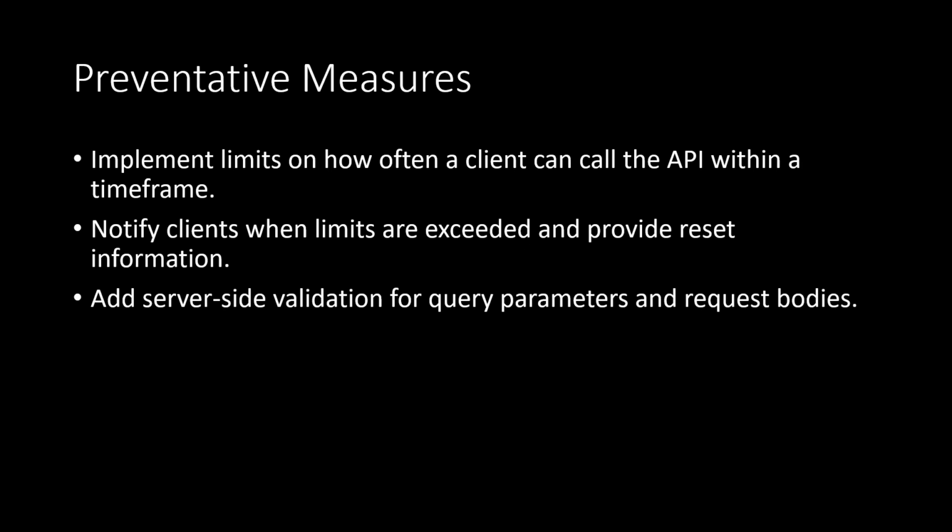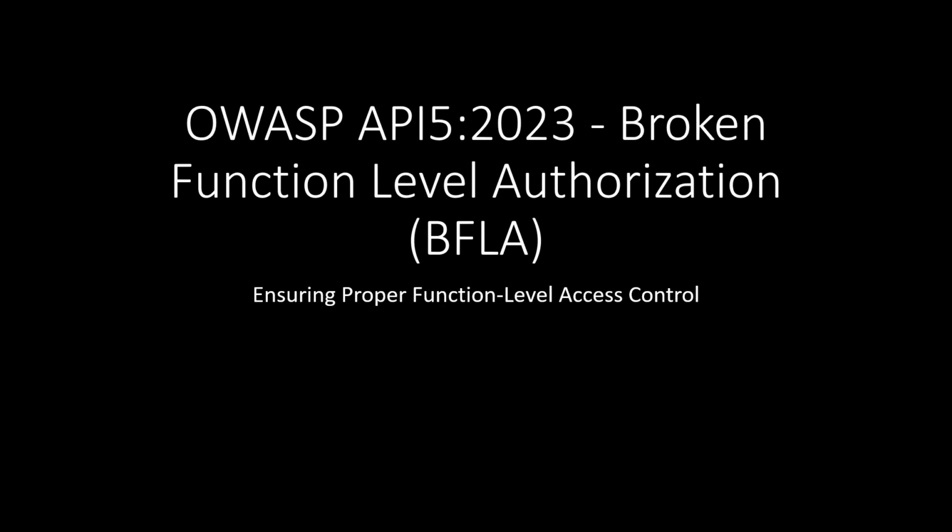Let's go to the next risk from the list. Let's speak about broken function level authorization, or BFLA, which is number 5 on the list. Today we will explore this vulnerability and discuss strategies to safeguard your APIs from unauthorized function access.